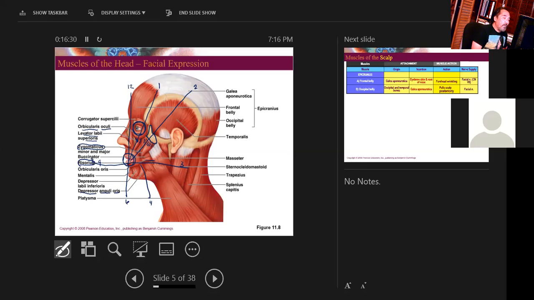I've got one here at 5 o'clock. That is going to be your depressor labii inferioris. Okay, and remember, that is opposite to the levator labii superioris. One is at 5, one is at 1. So those are the two muscles that you can associate with each other. They're doing opposite functions. And then the last one is at 6 o'clock.